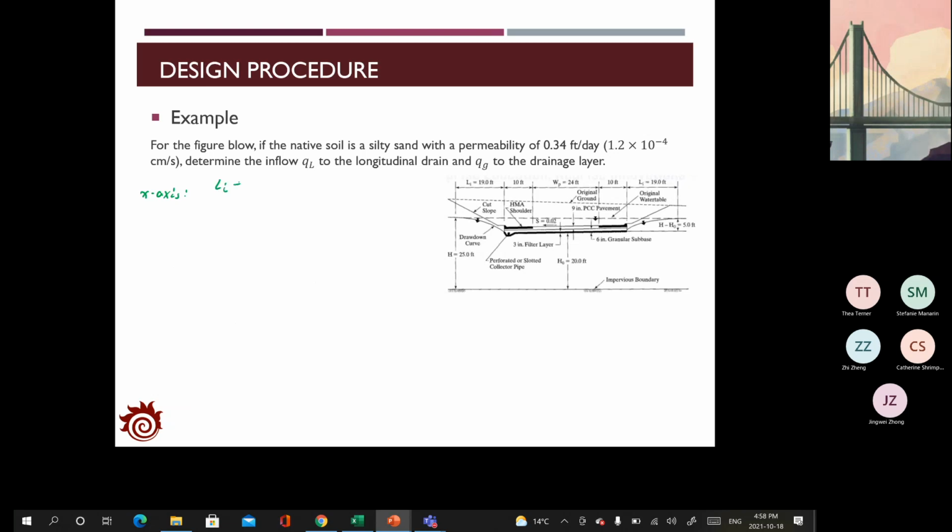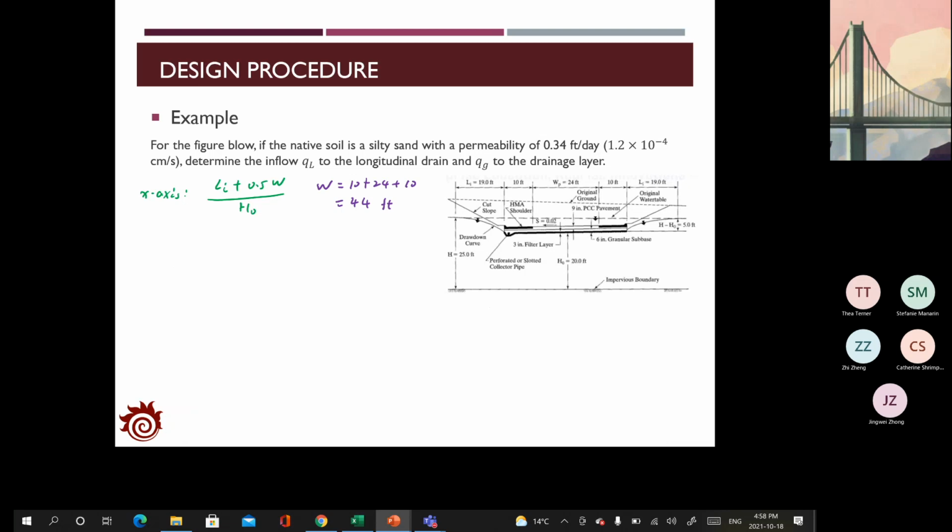which would be Li plus 0.5 times W divided by H0. And here, W is the width of the road. In this case, we know WP is 24, and we also know the width of the shoulder, which would be 10 feet on each side. So with that, we can know the width of the road as 10 plus 24 plus 10. That is 44 feet. So this is the total width of the road.